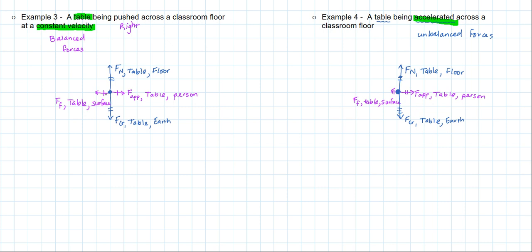Here we have a balanced situation, whereas the vertical are balanced in both cases. In the next video, we're going to take a look at how do we take this information and then put it into the context of being able to make a prediction.